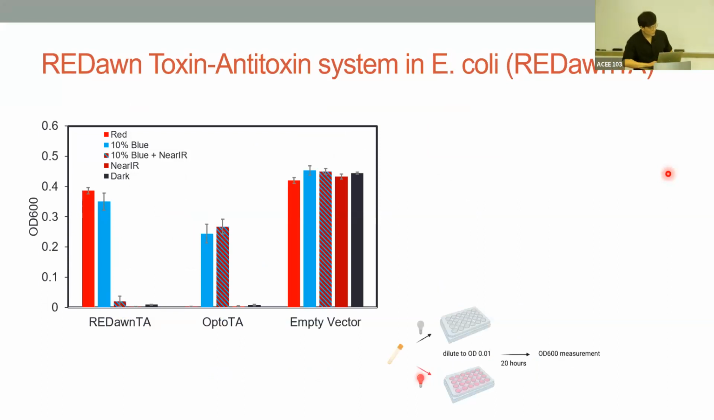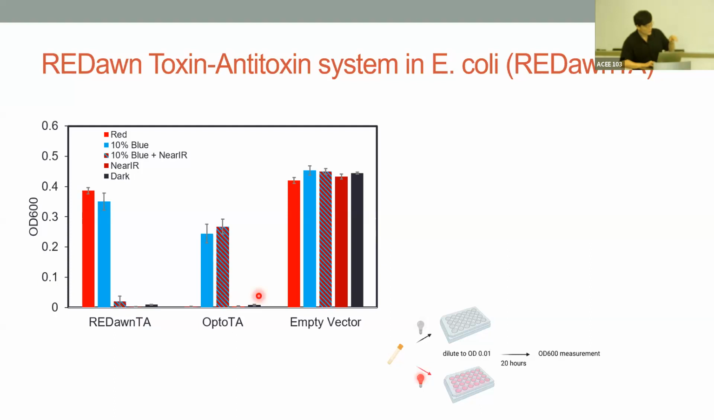So what we've shown here on the left is that red tool that I've explained to you in the previous slide. In red light, this grows just as well as just having empty vector. Now, when you have blue light, this also responds, which is unfortunate, but that can easily be inhibited just by shining near IR concurrently. And in the dark and just near IR, there is almost no growth of bacteria.